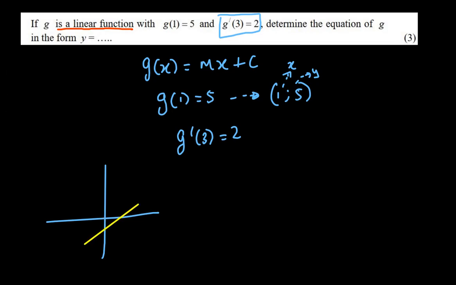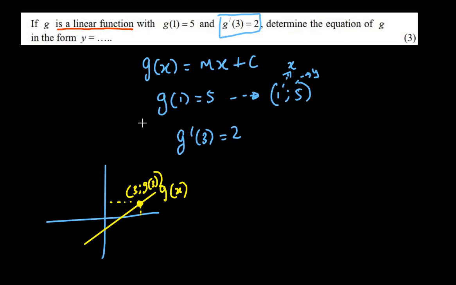Let's say this is the graph of g at x. It means at a certain point here, where x is 3, and then we do not know the y value, so I'm just going to write g of 3, right? We don't know the y value. It means at that point there, the gradient is 2.